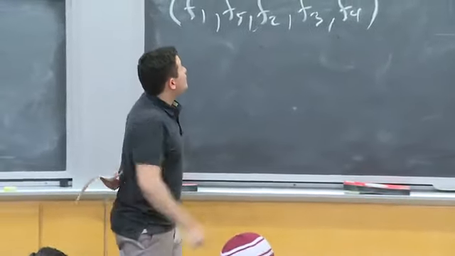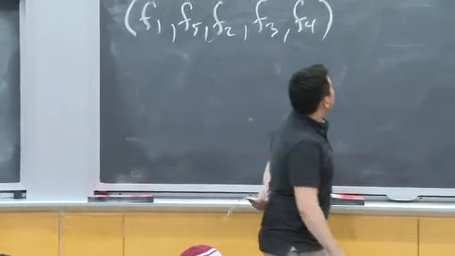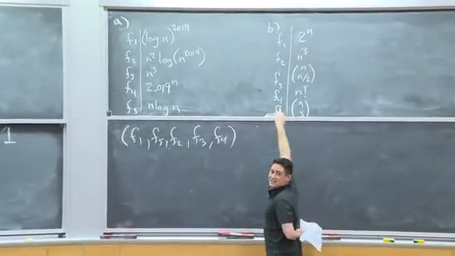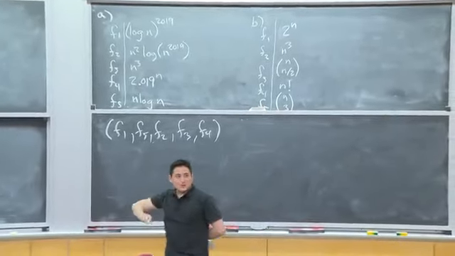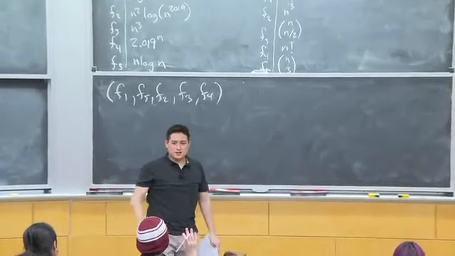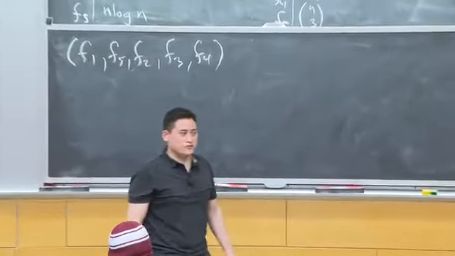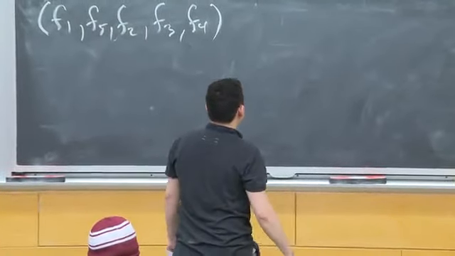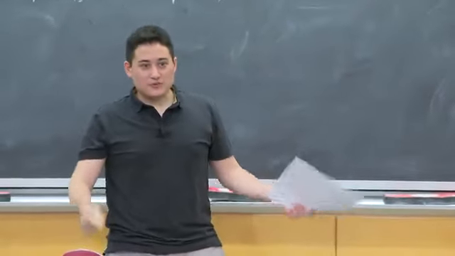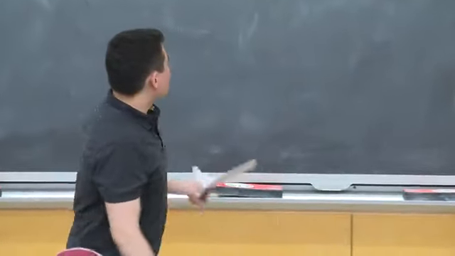OK, so let's move on to B. In B, we have a polynomial and an exponential, and then we have these things down here. What do these things in parentheses mean? Choose, right? It's a binomial coefficient. Does anyone know what a binomial coefficient is? Hopefully from 042 or something like that, or whatever your competition math background is.